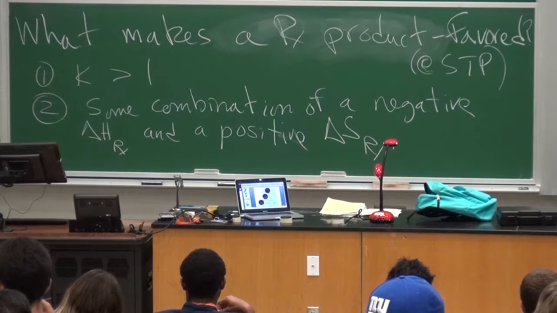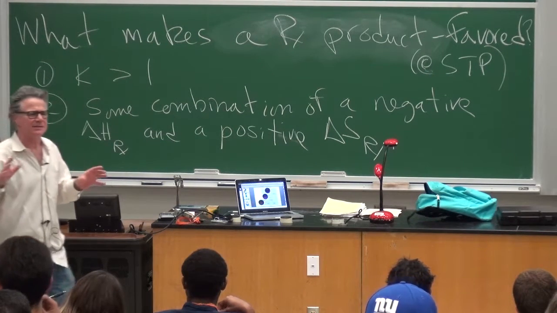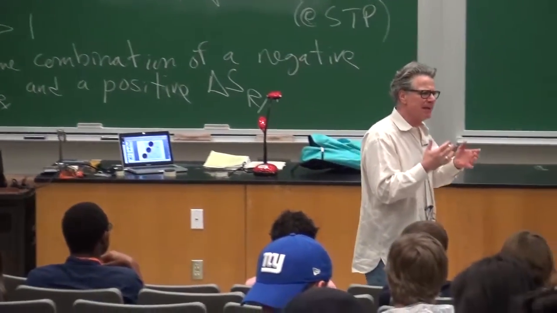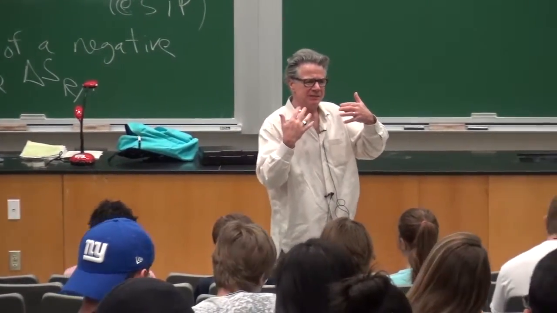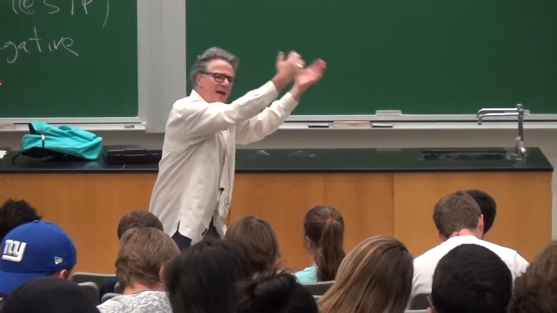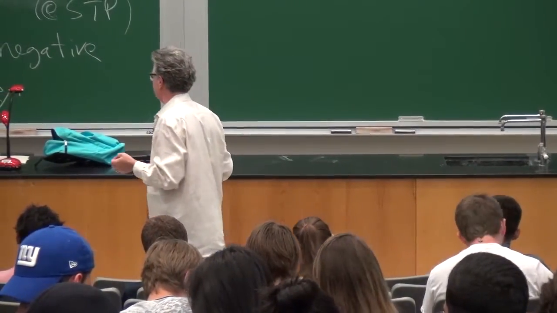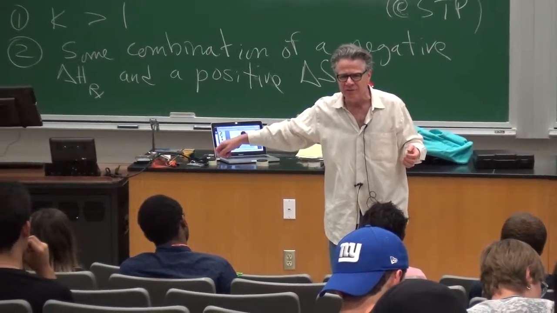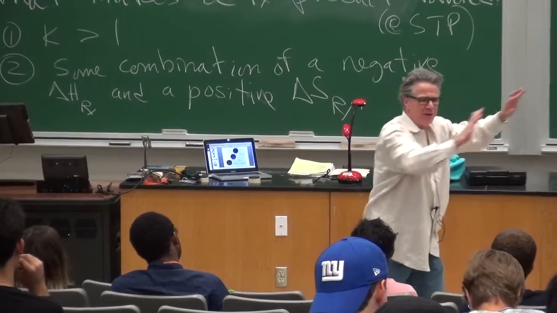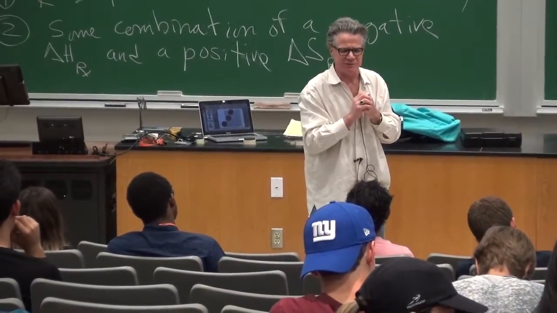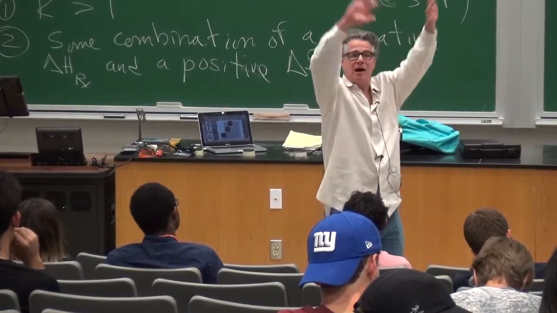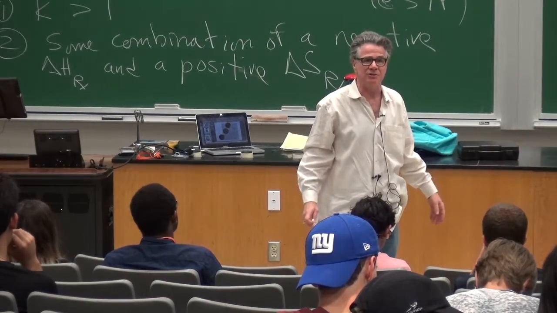And so the way to think about it, very important concept, is in order to be product favored or spontaneous, it's either got to release heat or energy out into the universe. If delta H is negative, then that's heat that gets released out to the universe. If delta S is positive, then perhaps that's molecules that get released out to the universe.